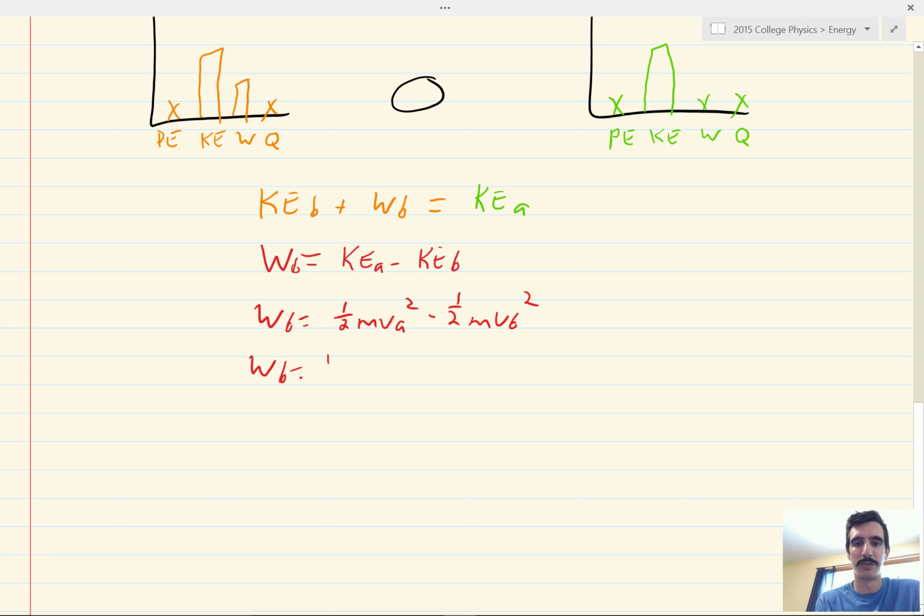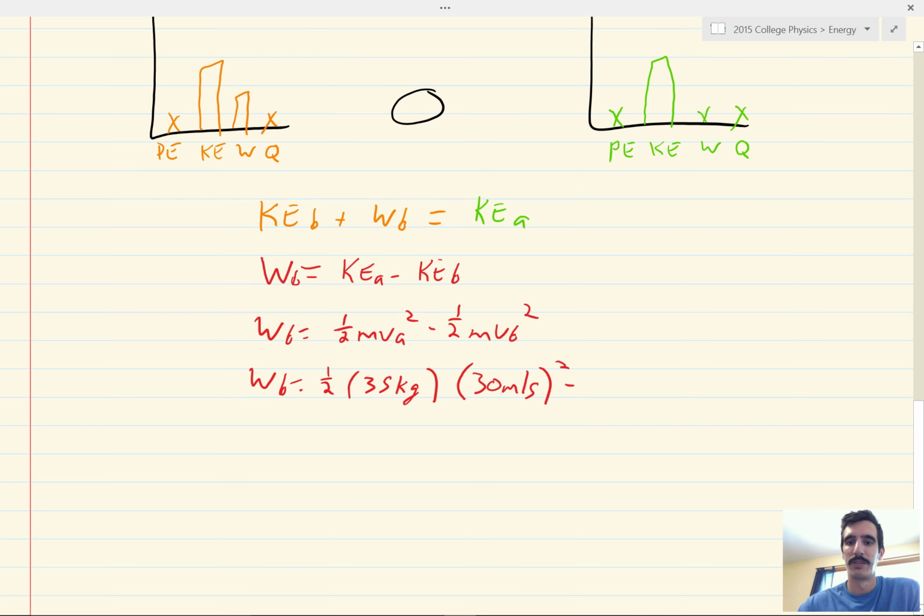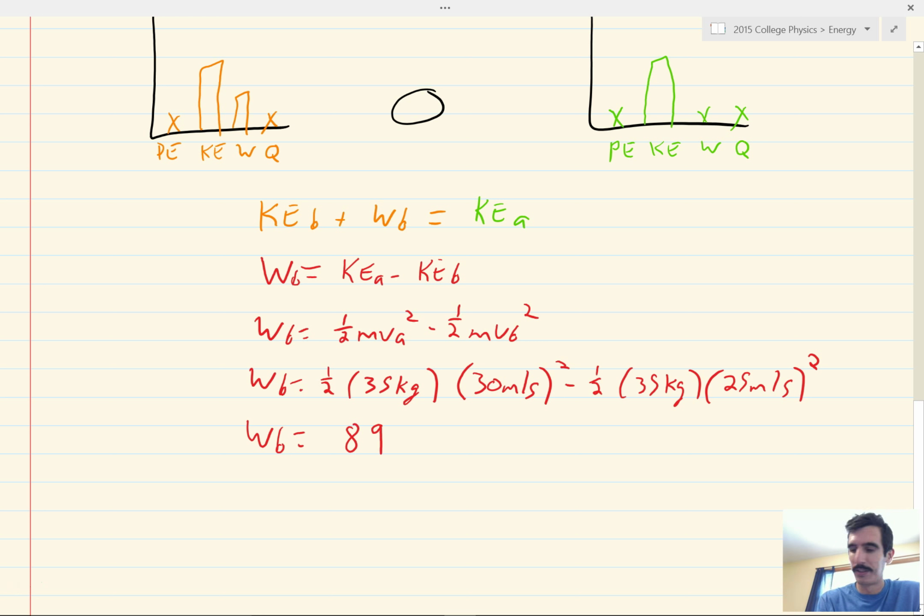So work before is 1/2, 35 kilograms. That's a very light car. I'm not sure where that number came from. Times, I think it was going at 30 meters per second after, quantity squared, minus 1/2 again, 35 kilograms, times before 25 meters per second, and again, that's quantity squared. Plug and chug. Work before is equal to 8,938 joules.